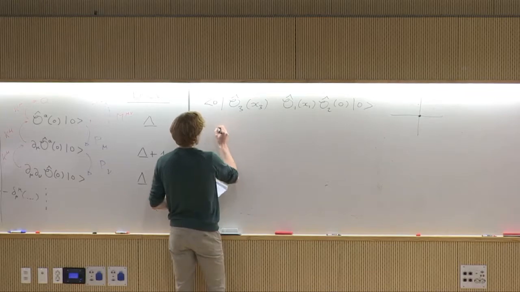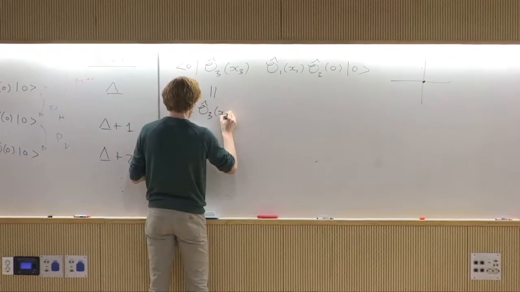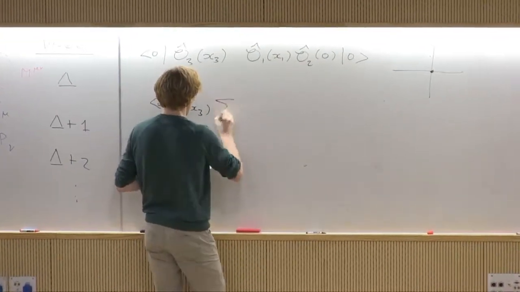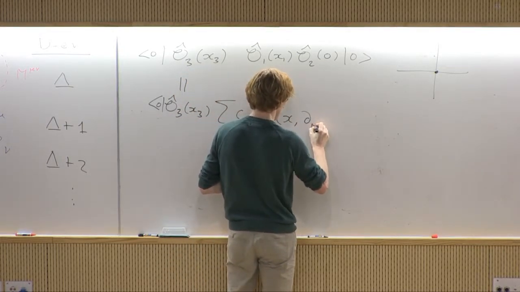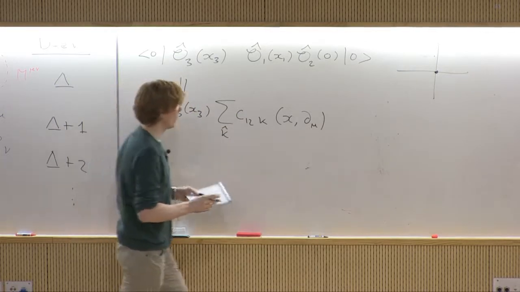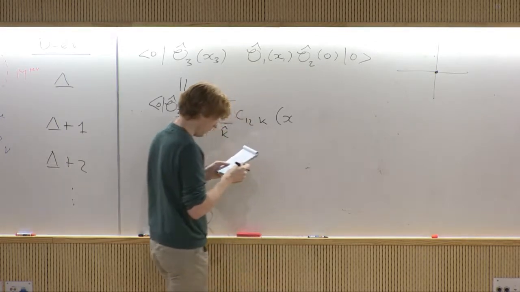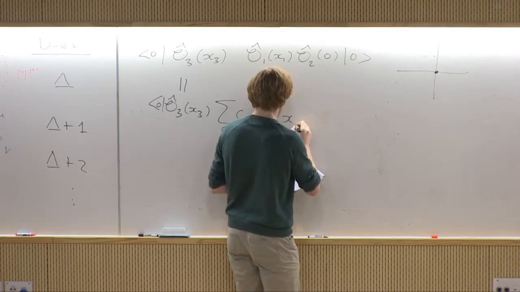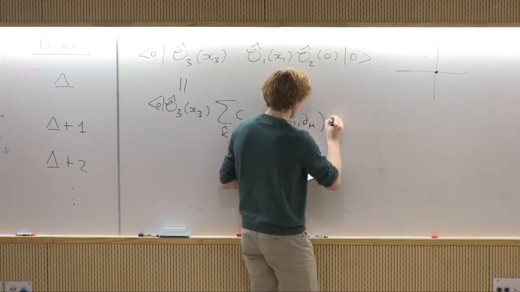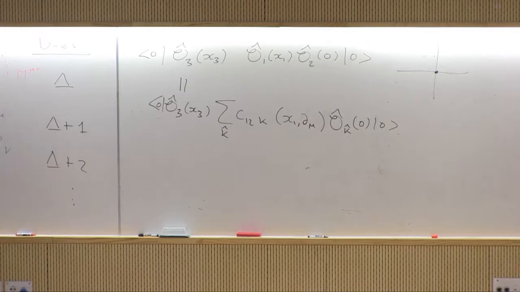This should equal O3 of x3, sum over primaries, C1, 2, k, of x, d mu, acting on O_k of 0. Do I do this right? So this must be true. Otherwise, my state operator correspondence would not work.